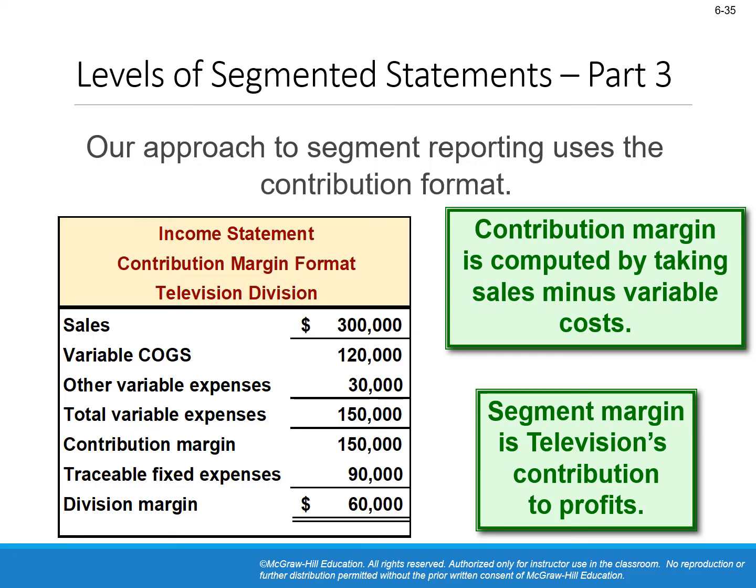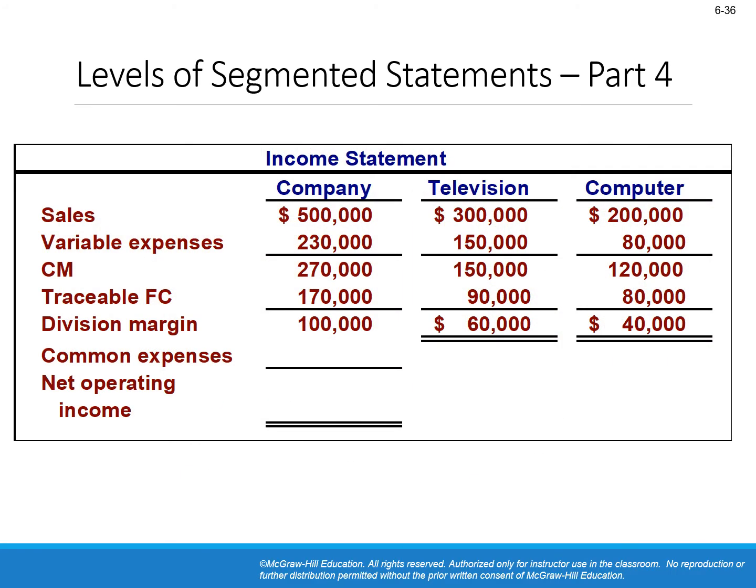Now this is the whole company. It has televisions and computers. And as you can see, traceable fixed costs for each of them is given separately, 90 and 80. The sum of them is 170,000. This is the sum of traceable fixed costs for both divisions. So this is the whole company, as you can see.